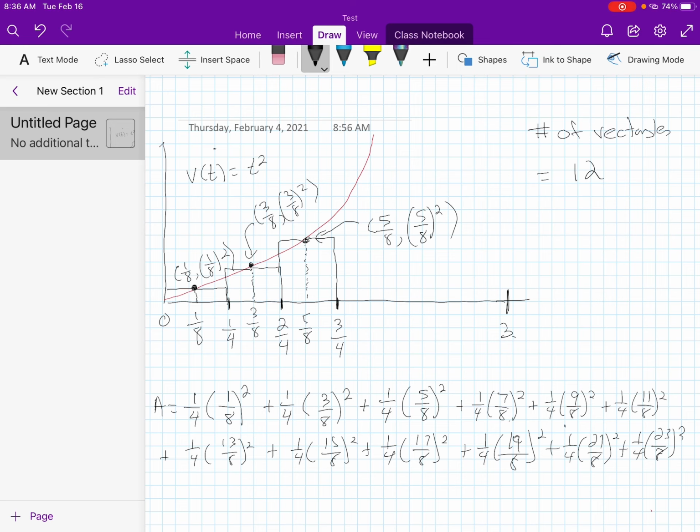Well, there's another way to know. Like 3 is how many eighths? That's 24/8. So that makes me say that 23/8 is up to the last one. 23/8 would be the midpoint of the last rectangle along there. So there's 2 ways to know when to stop doing this pattern.